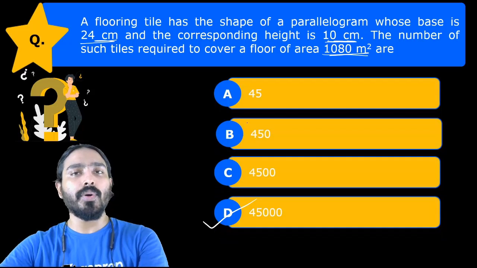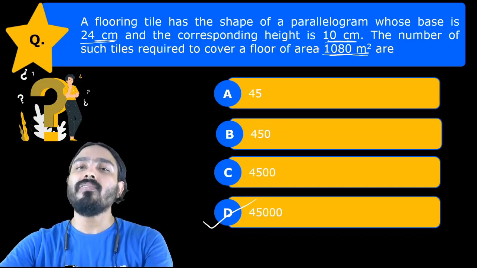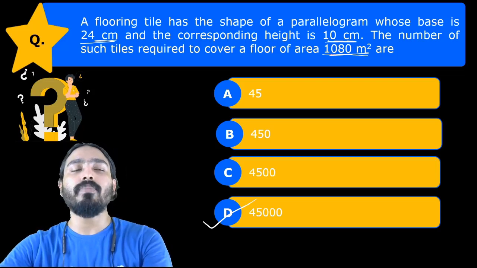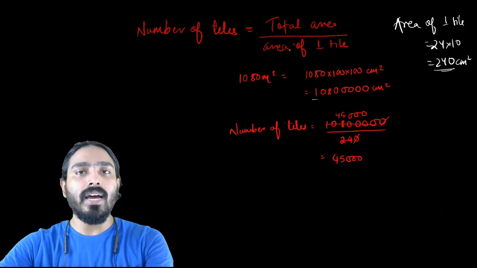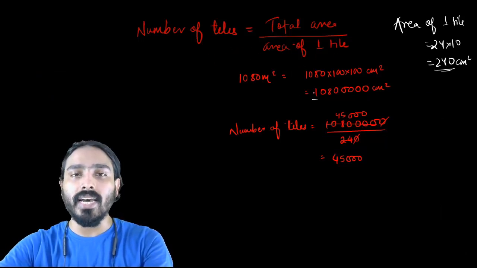Now in this question, a flooring tile is a parallelogram, right? So the base is given, its height is given. We can find the area of that flooring tile, right? And the total area is given. So to find the number of tiles, you have to divide the total area by the area of one tile, right?